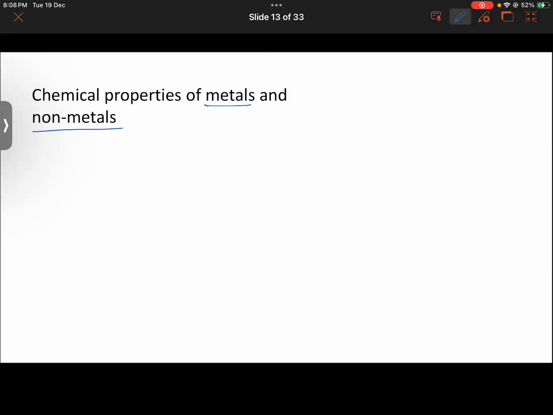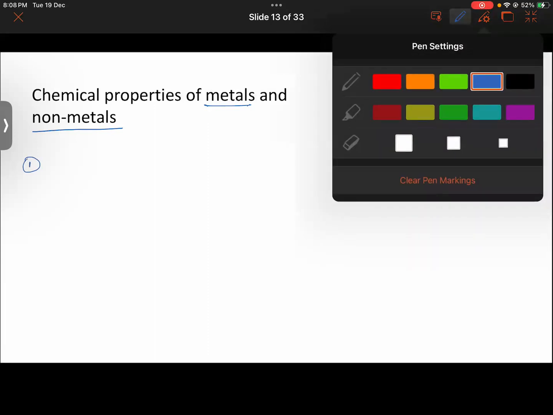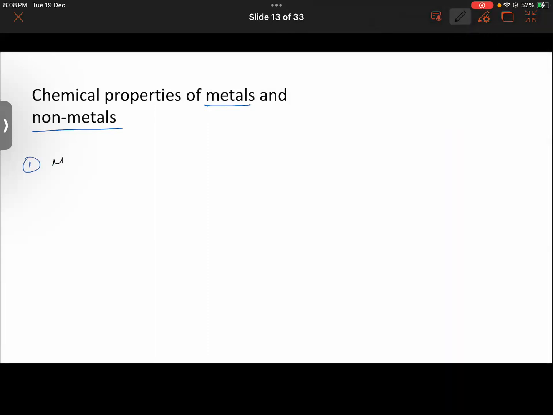Talking about the chemical properties of metals, we studied in the definition that metals are electropositive. They are also electron donors, and that's why they are electropositive.